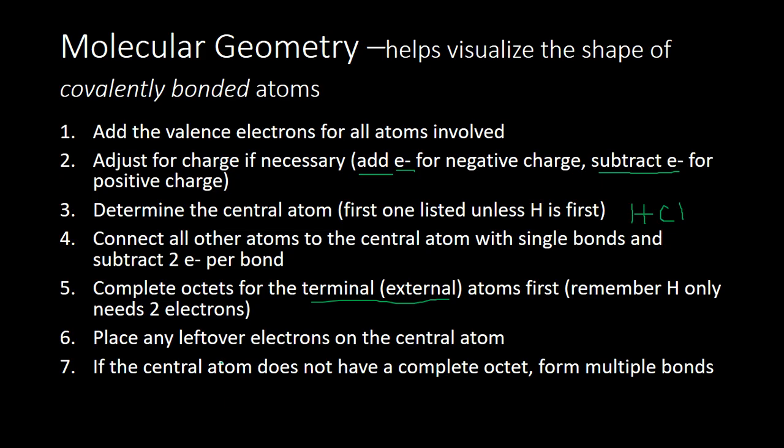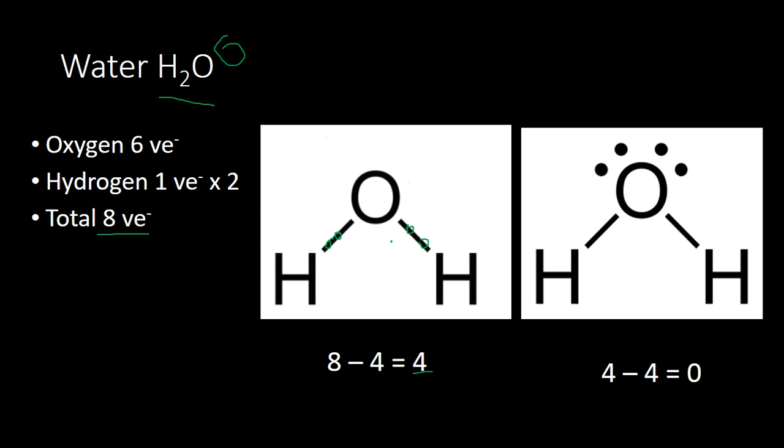Oops, jumping ahead. Place any leftover electrons on the central atom. So the central atom is oxygen. We have 4 leftover electrons after we've done all our bonding and completed our octets for the terminals. So we're going to add 4 electrons here to the central atom. 4 minus 4 means we have no electrons left. And that is what the shape of water, to quote a recent movie, looks like.